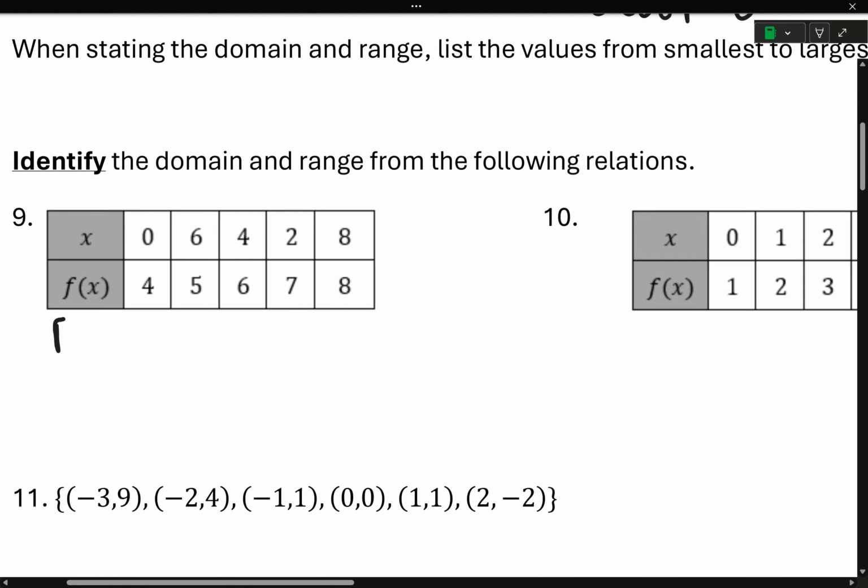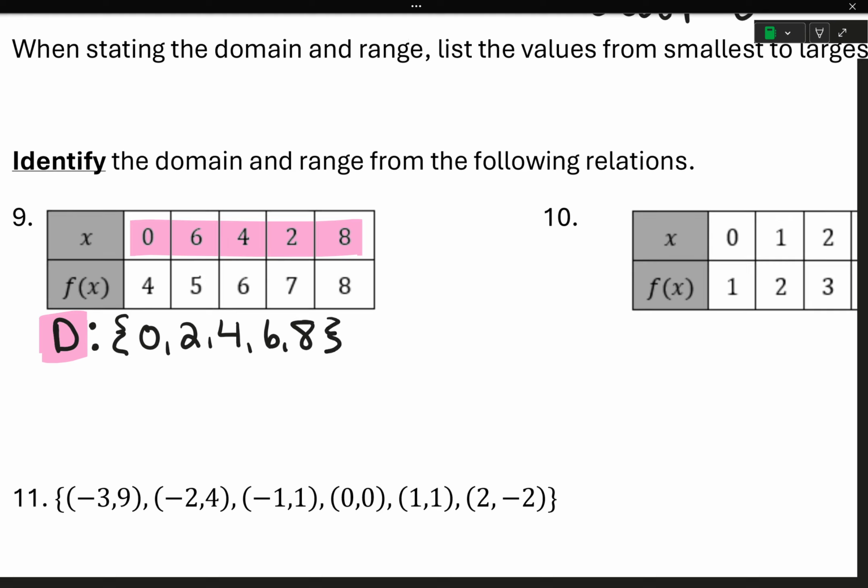Well, for domain, I'm going to start with the letter D. The domain is the set of all x's. So, all of these numbers. One thing we have to do is organize them from smallest to largest, and we have to use squiggly brackets and commas. So, let's just label this as the domain. So I'm going to do a squiggly bracket and put these numbers in order. 0, 2, 4, 6, 8.